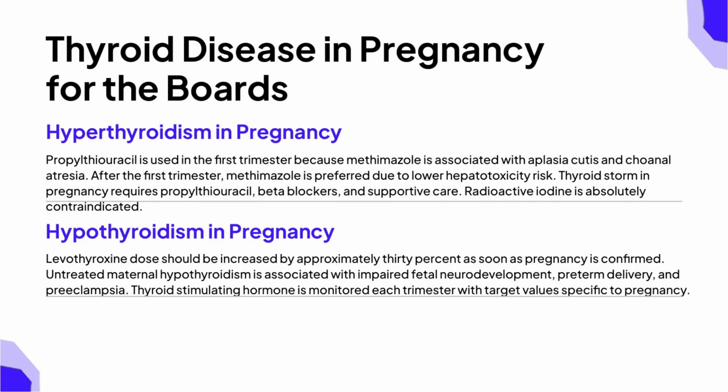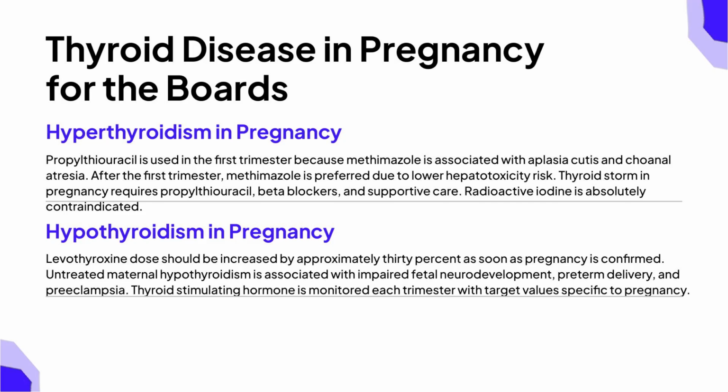Now let us review thyroid disease in pregnancy, which is a classic board topic. For hyperthyroidism, the key distinction is trimester-based drug choice. Propylthiouracil is used in the first trimester because methimazole can cause birth defects including aplasia cutis and choanal atresia. After the first trimester, you switch to methimazole because propylthiouracil carries a risk of liver damage. Radioactive iodine is absolutely contraindicated because it will destroy the fetal thyroid.